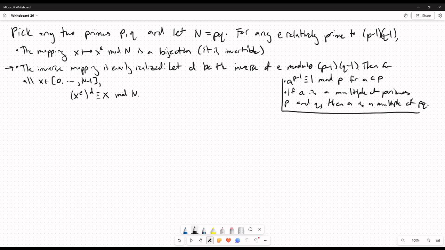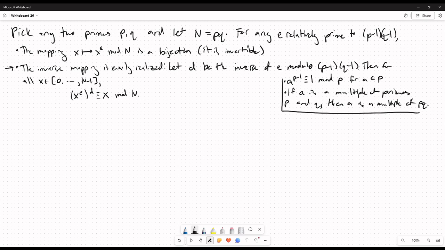To prove this, I'm going to need to know two things. I'm going to need Fermat's little theorem, which we've seen in previous videos. And I'm also going to need the fact that if a is a multiple of primes p and q, then a is a multiple of p times q. It does matter that these are primes. For example, 18 is a multiple of both 6 and 9, but certainly 54 does not divide 18. 6 and 9 have some shared factors, which makes this not work. The fact that these are prime means that they share no factors, and this is true.